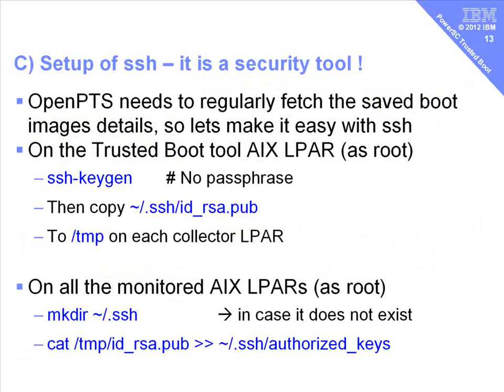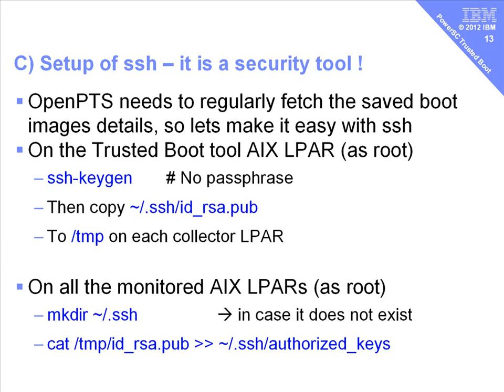Next thing you have to do is set up your SSH keys. It is a security tool after all. You want to do secure communications between the viewers and collectors. So again, in the documentation, this goes very, very clearly what to do. On the trusted boot tool logical partition, as root, you generate a key, and you get that in here. Copy that to the logical partitions where the collectors are running, perhaps in the /tmp, and then we can create this directory if it's not already there, and then we put the extra keys into our authorized keys file. Takes a little bit of time if you've got lots of collectors you need to set up, but otherwise it's very simple to do.